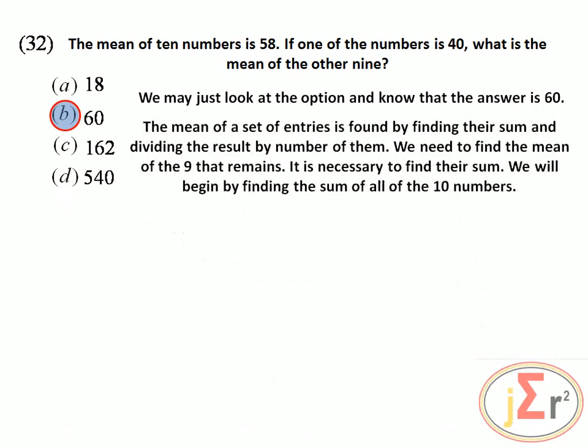The mean of a set of entries is found by finding their sum and dividing the result by the number of them. We need to find the mean of the 9 that remain. It is necessary to find their sum. We will begin by finding the sum of all of the 10 entries. So we need to find the mean of the 9 numbers that remain. We need to find, therefore, the sum of those 9 numbers, because we know the number of them is 9. We don't have any problem with the number of them. So if we find the sum of them, we will divide the result by 9.